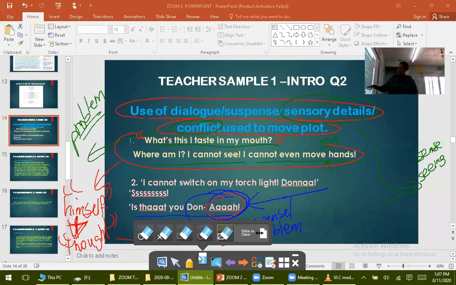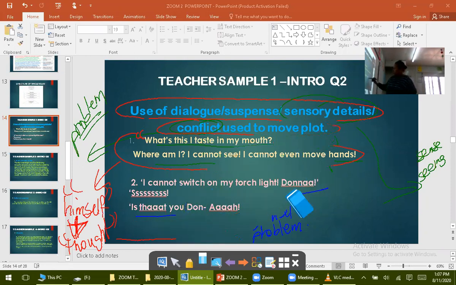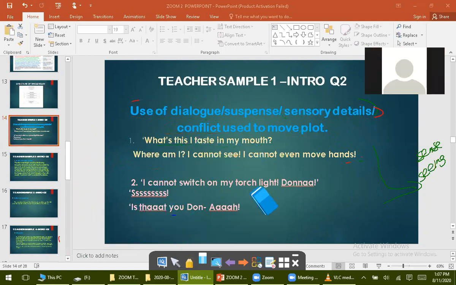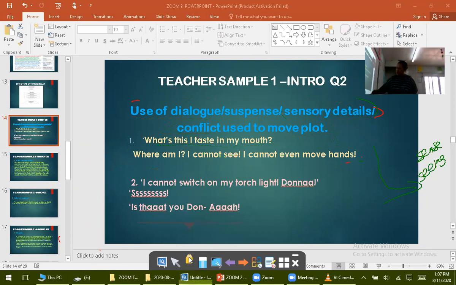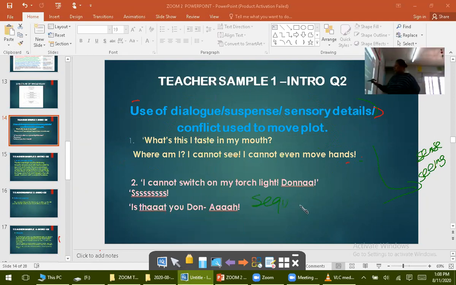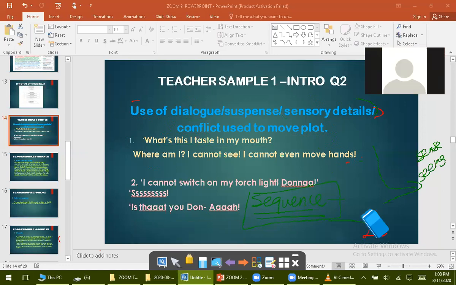I saw a lot of people are still using chronological order. What do we mean by chronological order? Start, middle, end. What is it to tell a story using chronological order? Time sequence. Sequence, okay. The answer is in this one word. When we talk of chronological order, what are we talking about? One of the two words is sequence. What about the sequence?